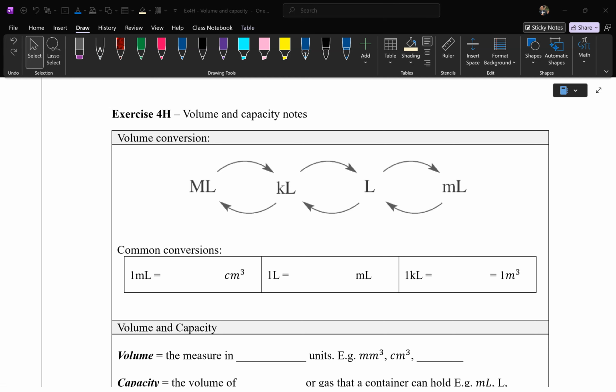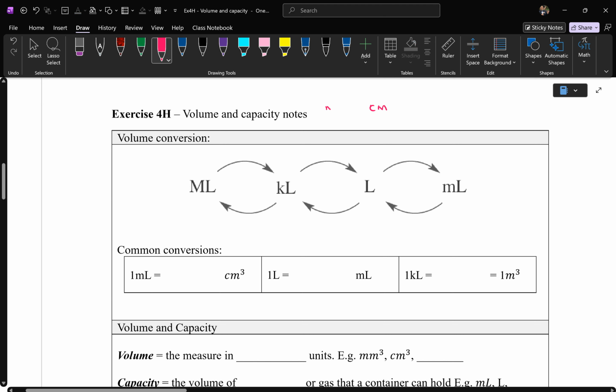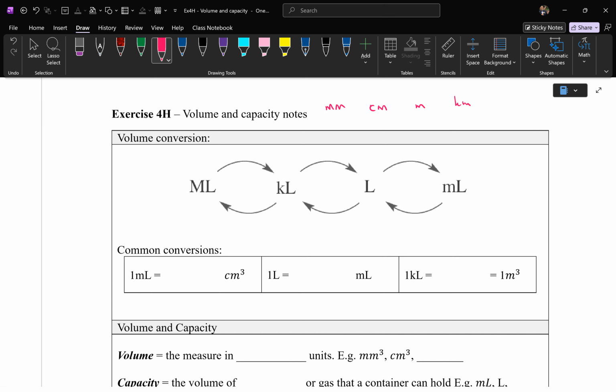All right. First part of any measurement chapter, you need to learn what we call conversions. On your learning map, that's one of the skills that you need to be able to demonstrate. So you've done conversions like millimeters to centimeters, centimeters to meters, meters to kilometers. These are called length conversions. And then you've also done area conversions, which was exercise 4C.